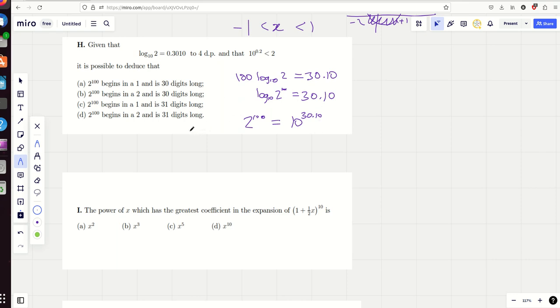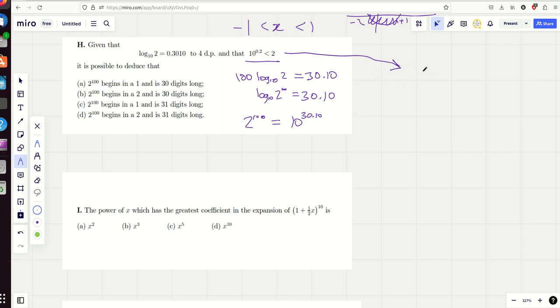So I can see straight away that 2 to the power of 100 seems to be beginning with probably a 1 and is 30 digits long. That looks appropriate. Now let's have a look at this, because we've got to use this sentence somewhere. But I'm thinking it's A or C now. Pretty sure of that. But let's just try and use this.